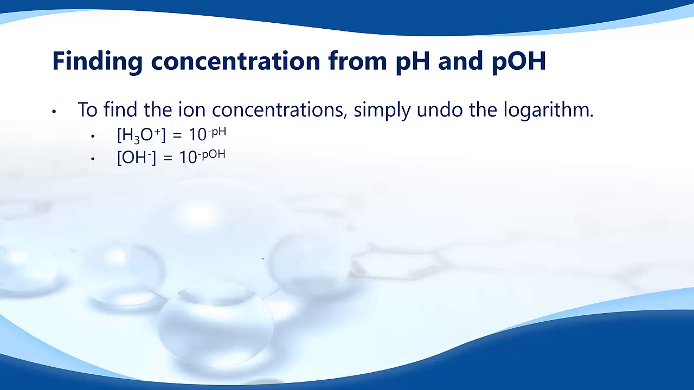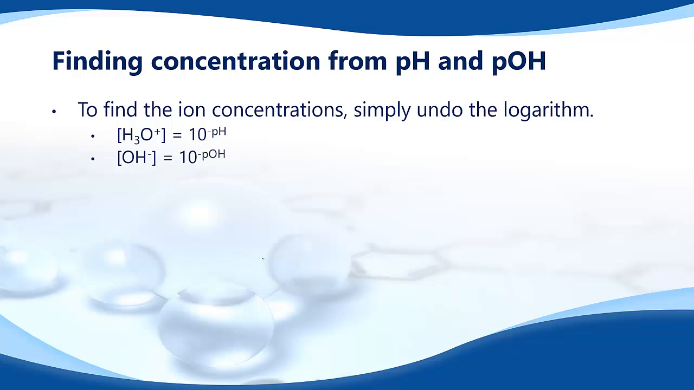To undo a base 10 logarithm, you take the pH and you do 10 raised to the negative pH, and that gives you the concentration of the acid. 10 raised to the negative pOH gives you the concentration of the base. All right, so this function right here just undoes that negative logarithm that we did in the previous slide.